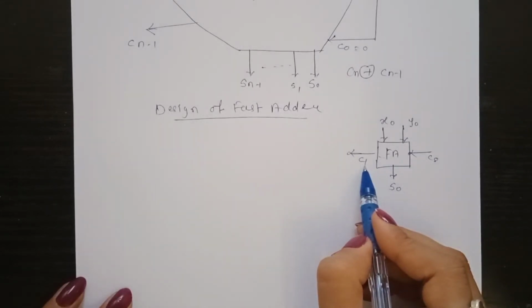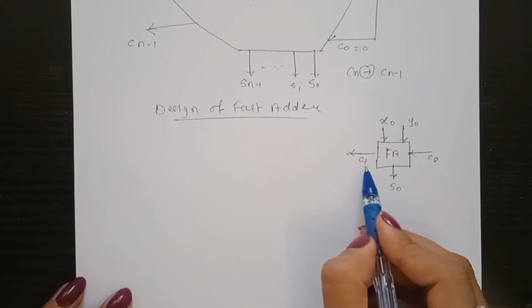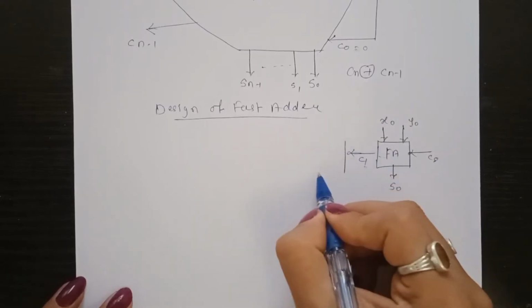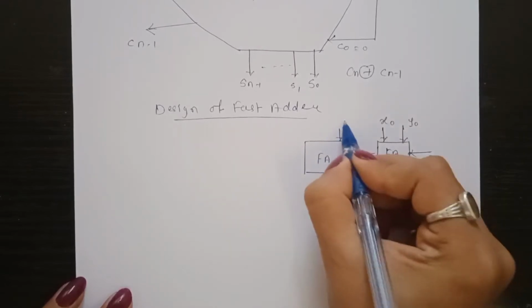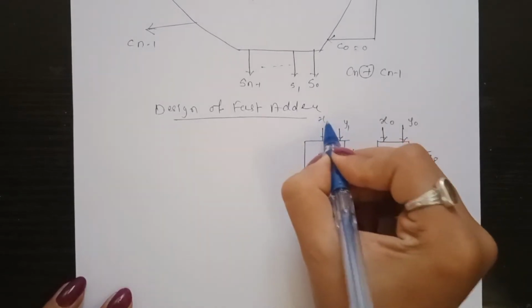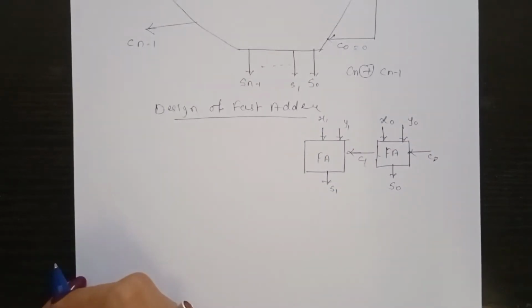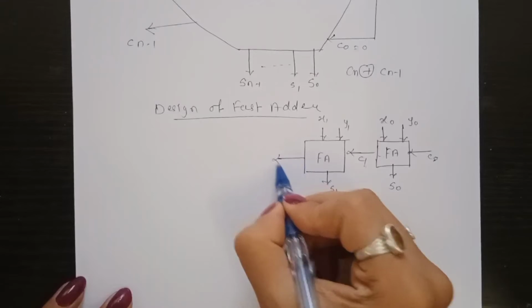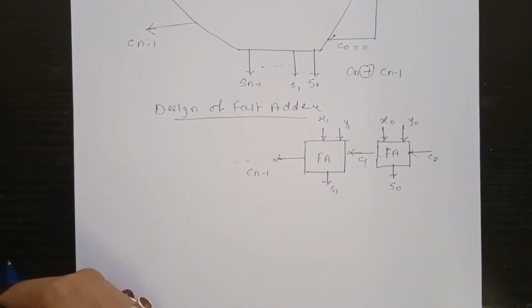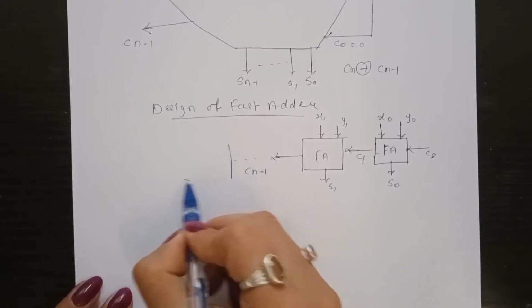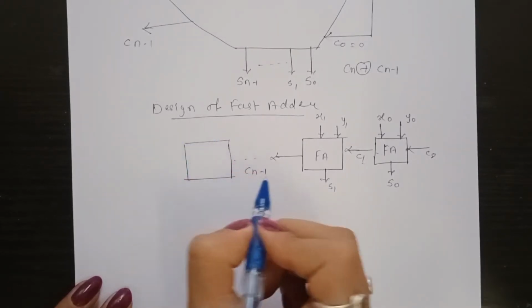In the previous lecture, we have seen that it is Ci and Ci plus 1. Then we need another full adder. Now what are the inputs? Y1, X1, sum 1, and so on, Cn minus 1. Now your carry is Cn minus 1 because we have to design a fast adder for an n-bit ripple carry adder.